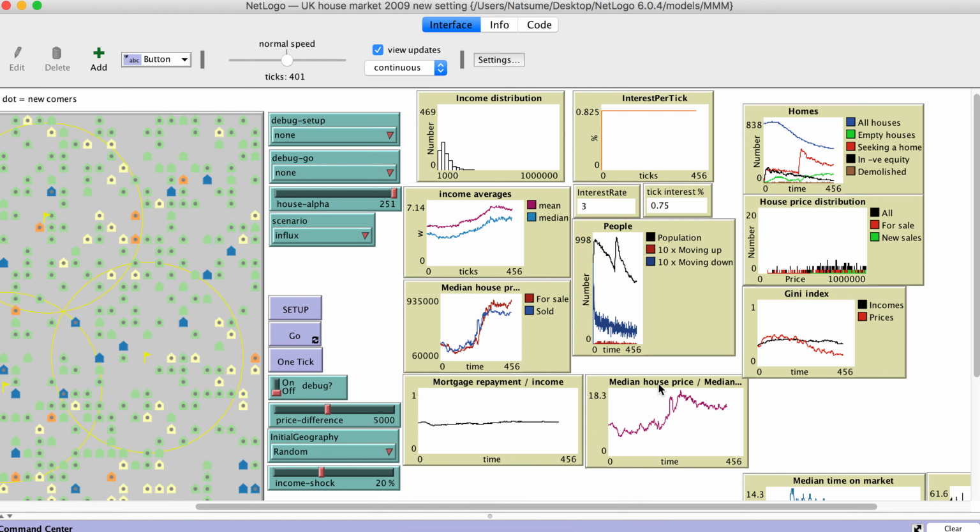Also, the median house price divided by median income, we see that from 200 right here, it does rise significantly. However, later, the house price kind of dropped. Why did it drop? First of all, it rises because there's more demand, less supply. But later it drops.